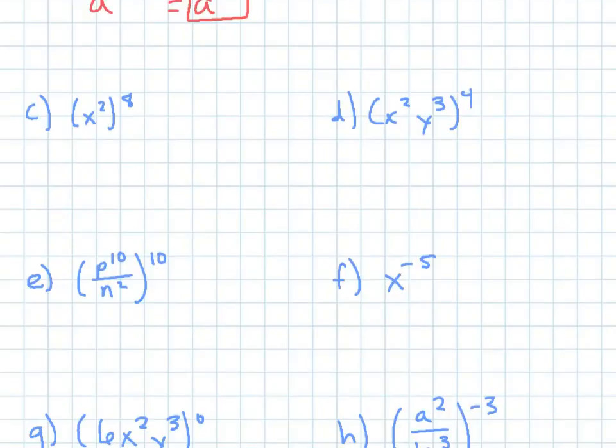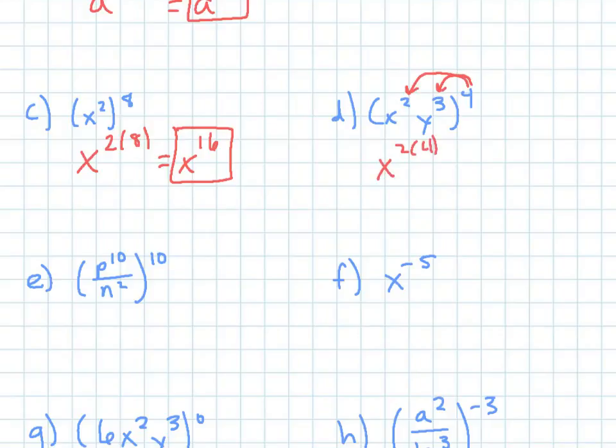Here for c you have a power to a power. Notice that there's nothing else that attaches that 8 other than the parentheses, so that means multiplication. Okay, so then I get x to the 16th. Same thing here. Notice that the 4 goes to both the 3 and to the 2 because the parentheses are around both. So then I have to multiply it just like I did for c. So x squared times 4 and y cubed times 4 gives me x to the 8th and y to the 12th. Okay.